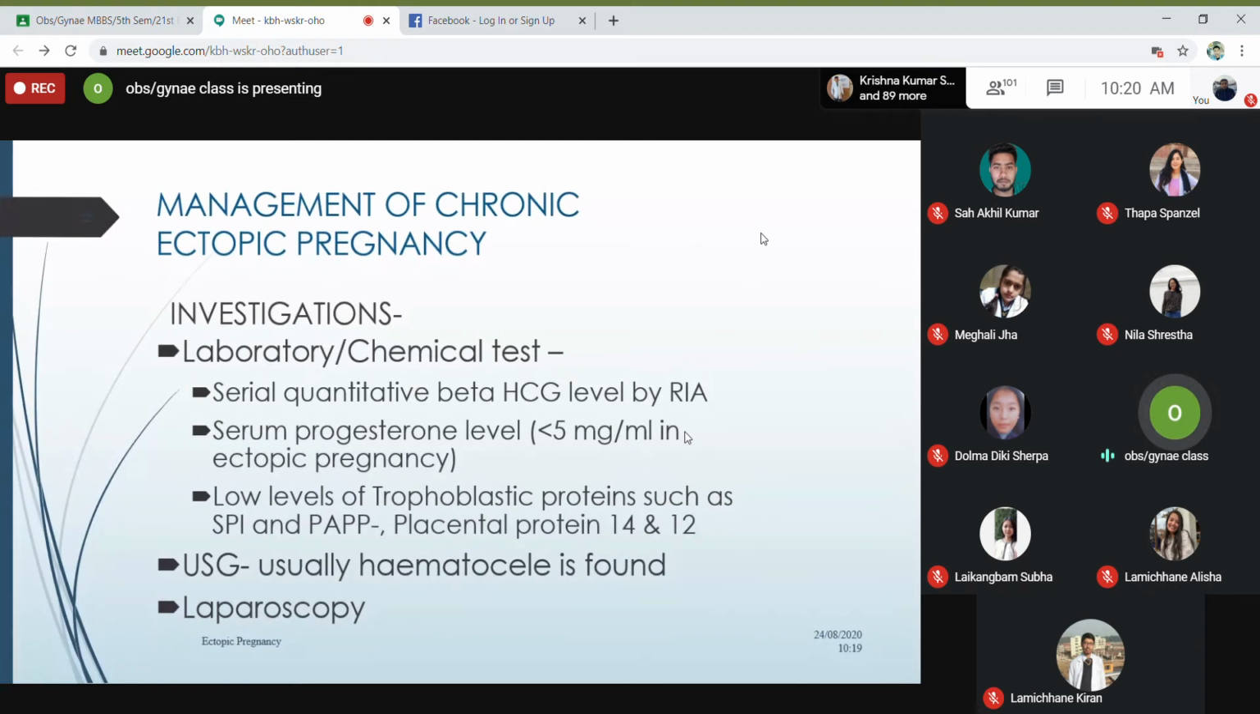I told you serial beta HCG. I told you 48 hours apart, you can do that. Okay, serum progesterone also can be done, but we don't do this as such. Okay, it's okay for writing purposes, but usually we don't do this. And then there are some things like trophoblastic proteins, which also we do not do. So this is something very advanced, not for people in Nepal at least. Okay, so trophoblastic proteins and all we're not sending.